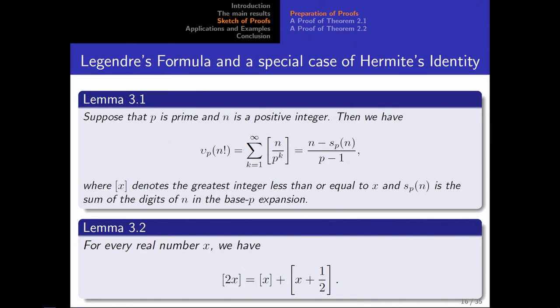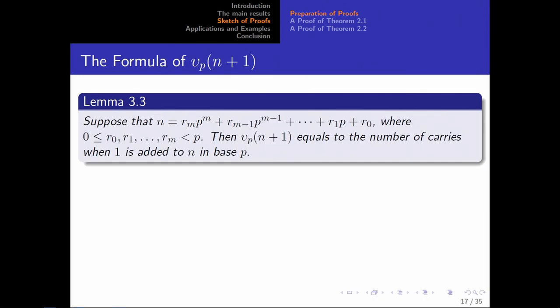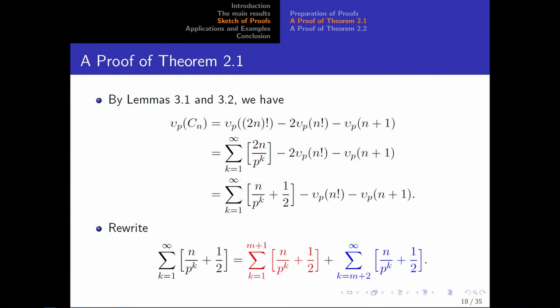So before starting the proof, I'll introduce the three necessary lemmas. By using lemma 3.1, we can derive the p-adic valuation of n factorial. And in lemma 3.2, we'll have a formula for the floor of x. For lemma 3.3, it shows that Vp(n+1) equals capital Np, which is the frequency of carries when 1 is added to n in base p. Our next step is to prove theorem 2.1 by applying lemmas 3.1 and 3.2. It shows this formula for VpCn. Then we decompose this sum into two parts.